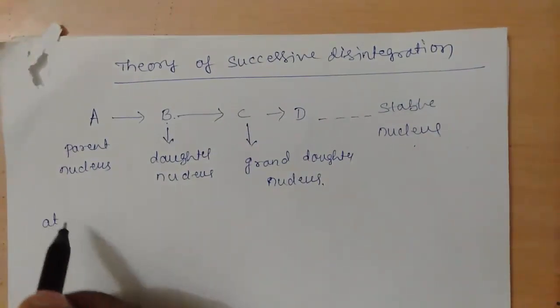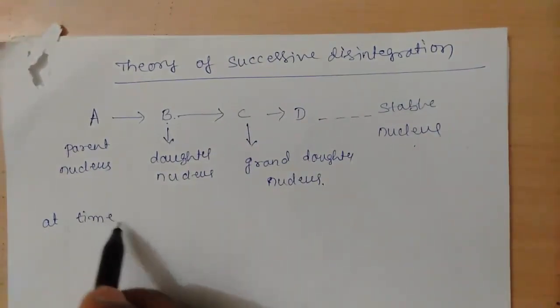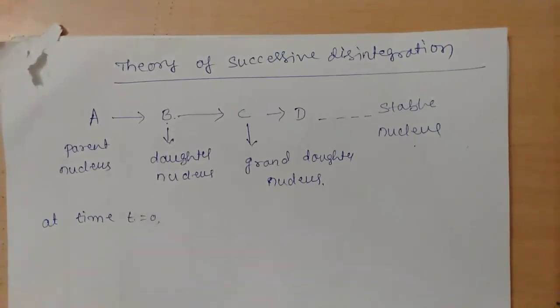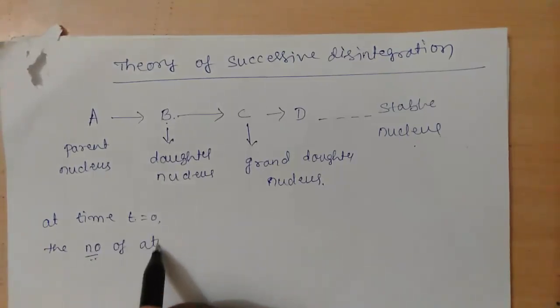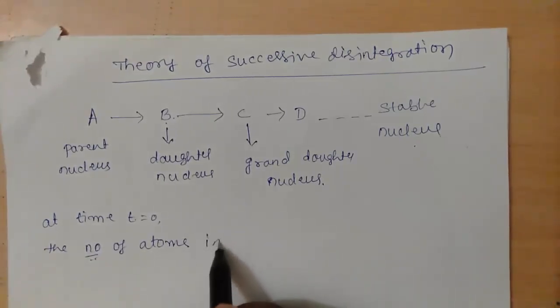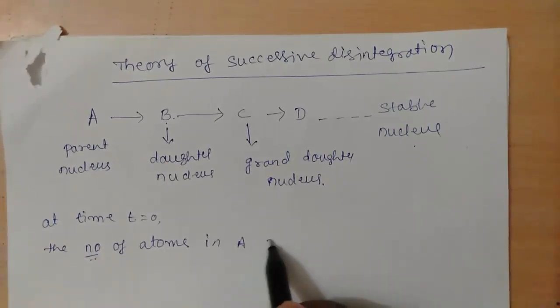Now let us consider at time t equal to 0, the number of atoms in A is taken as n naught.